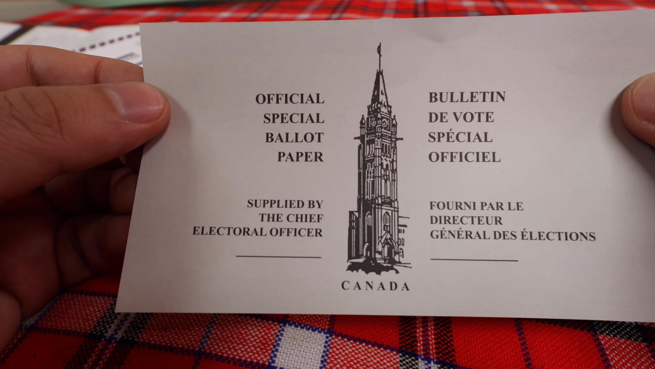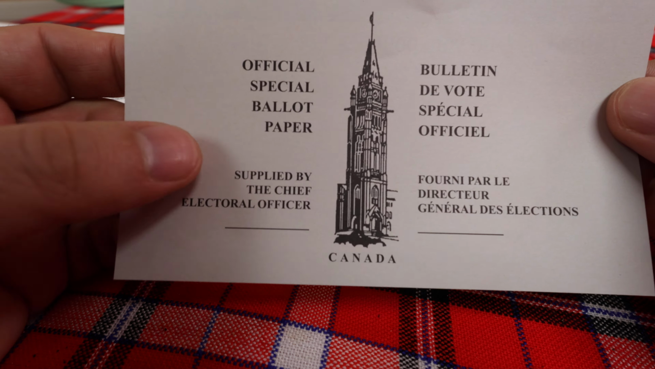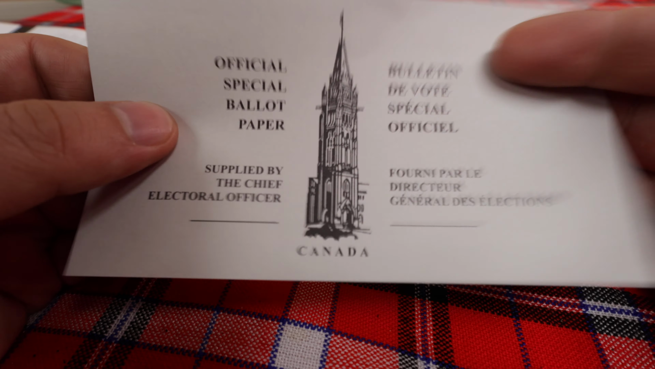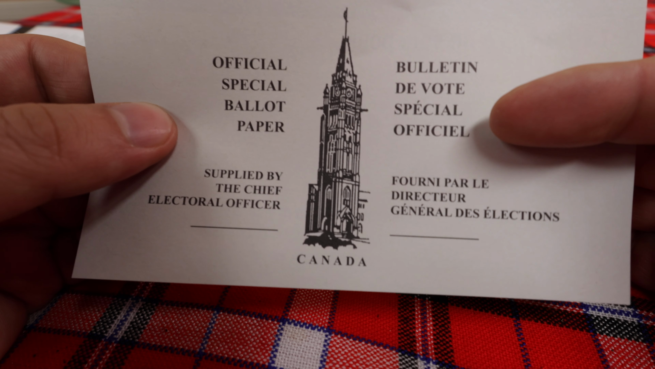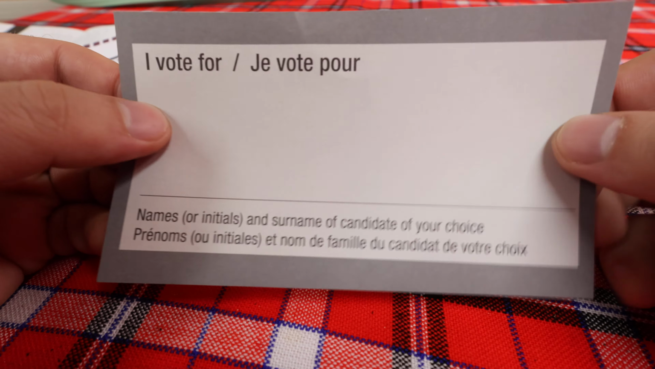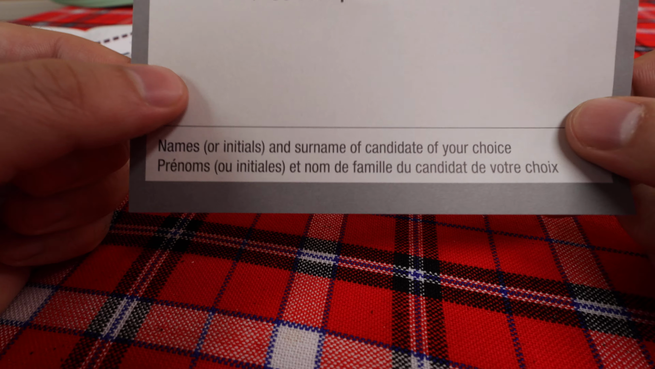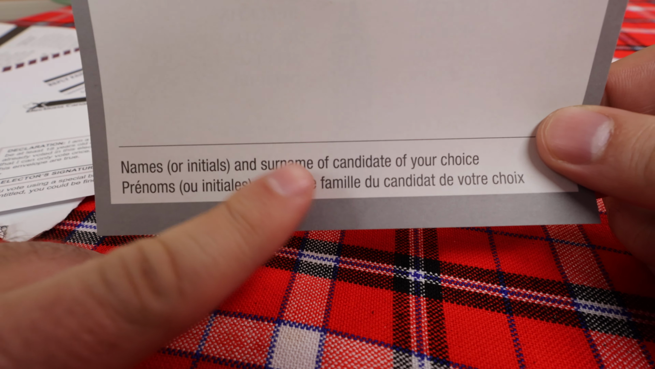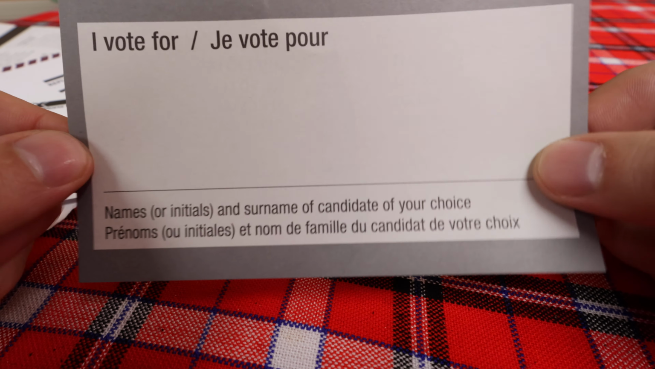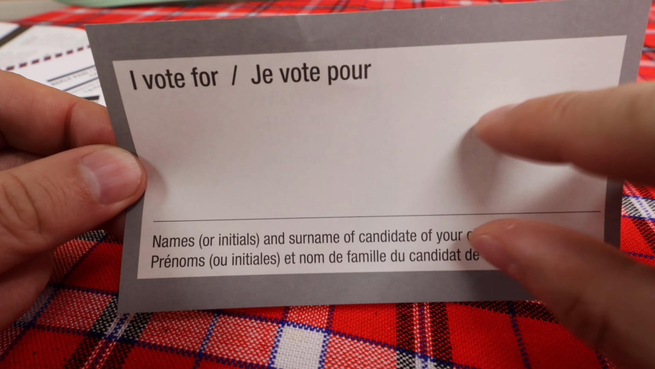So, this is the ballot. This is the important part. Official special ballot paper, supplied by the Chief Electoral Officer. We don't have a commissioner, I suppose. That would be that job, the Electoral Officer. And again, in French, Bulletin de vote spécial officiel fourni par le Directeur Général des Élections. So, this is what the important part is. I vote for. Je vote pour. And then names or initials and surname of the candidate of your choice. You don't put the party in. You literally put the candidate's name in this box.